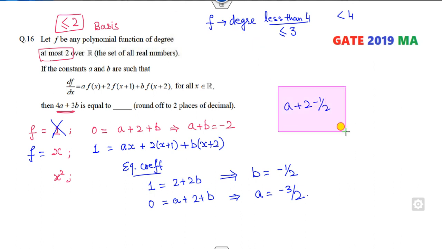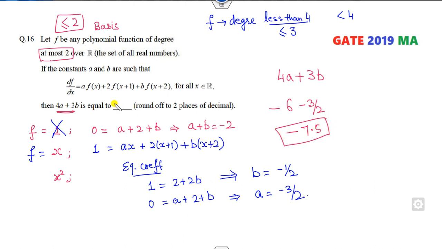So once you find this, you can substitute the values here in 4a plus 3b. What is 4a? It is minus 6, 3b is minus 3 by 2, so minus 7.5 is the right answer of this problem. That's a very simple target for you.